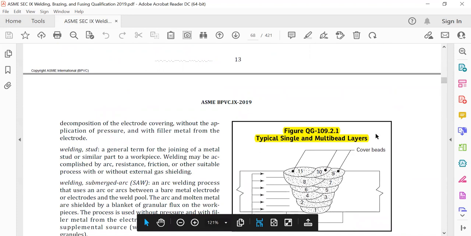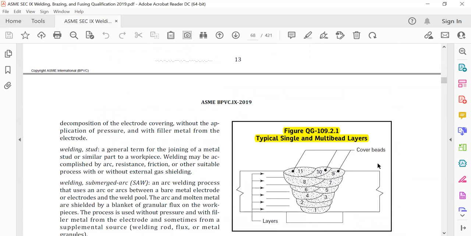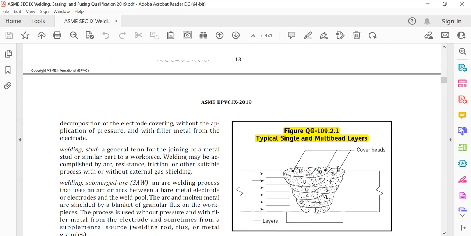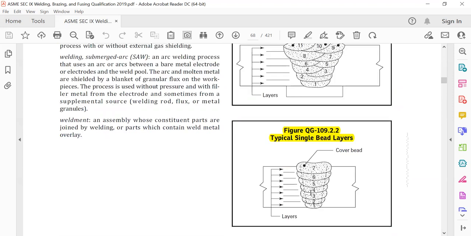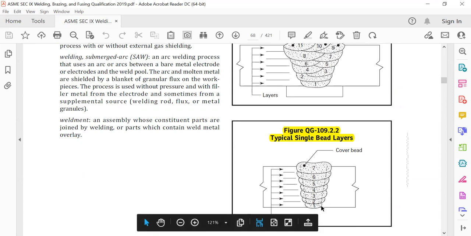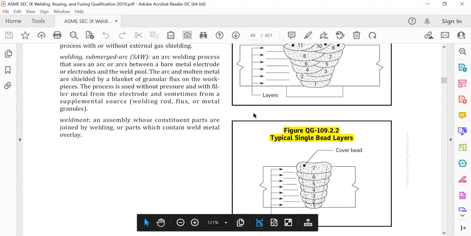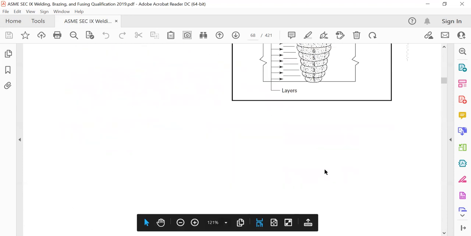So a typical single bead multi-layer: 1, 2, 3, 4, 5, 6, 7, 8, 9, 10, 11. So 9, then overlap, then 10, then overlap, 11. Like that. A typical single bead layer: 1, 2, like this. But there is some relation between this total bead width and the diameter of the electrode.